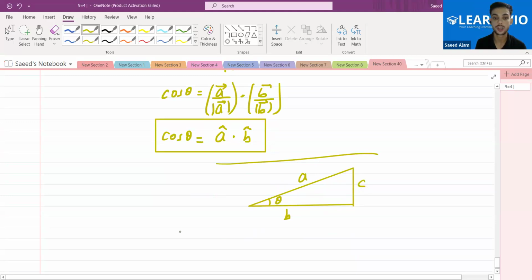So what is the cos theta actually here? Athiya, tell me, what is the cos theta actually equal to? C by A. Wait, this is angle theta, so B by A. B by A. So what can you say about the B? That is A cos theta. Yes. Now tell me similarly, what will be the C?